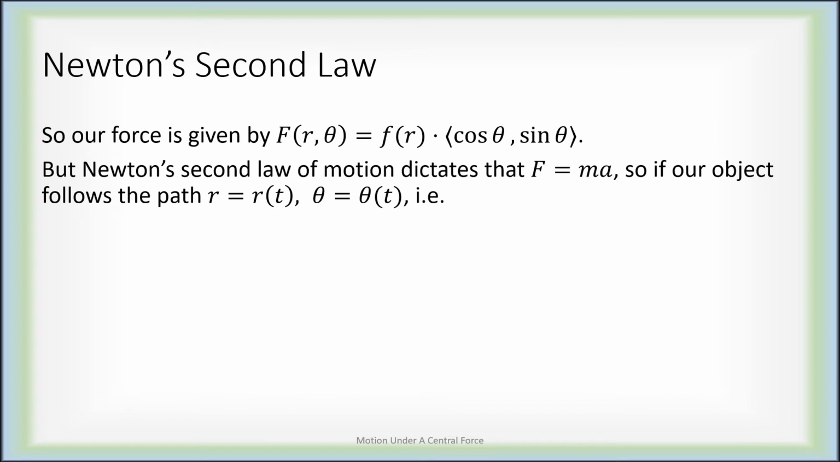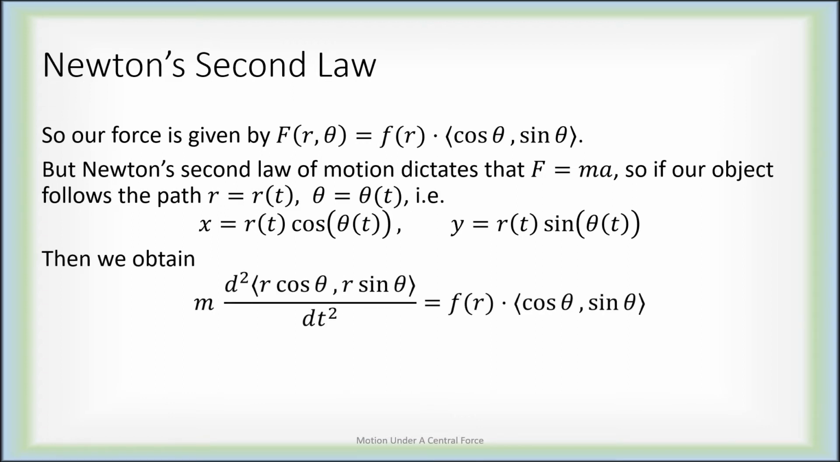Newton's second law of motion states that force is mass times acceleration. So if an object is following the path r of t, theta of t, then x is given by r cosine theta, y is given by r sine theta. Then the mass times the acceleration should be exactly the force function.